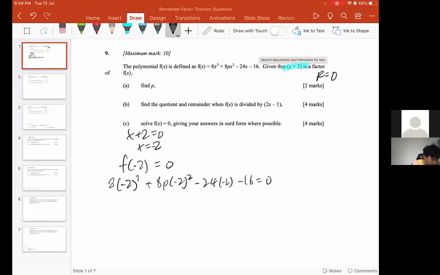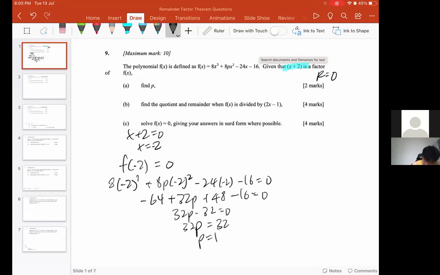We will have minus 64 plus 32p minus 48 minus 16 equals 0. So we have 32p minus 32 equals 0. 32p equals 32, p equals 1. So with that, we have gotten the first 2 marks of the question.